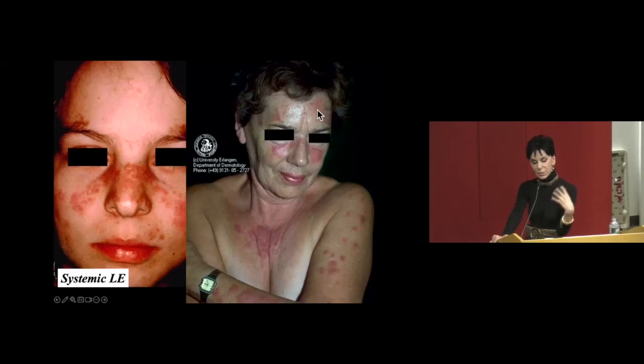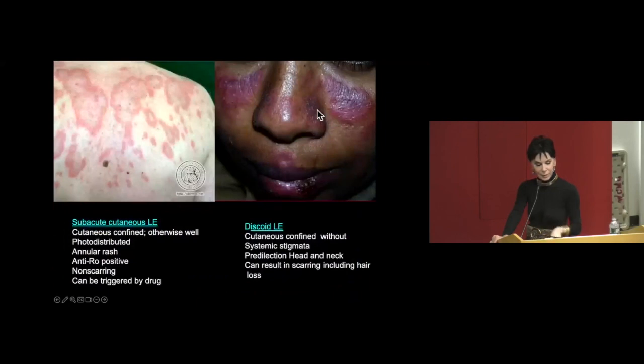So it is a photodistributed dermatitis. In the image on the left, one can see these polycyclic annular patches, again photodistributed, involving the upper back and arms. That is typical for subacute cutaneous lupus erythematosus.